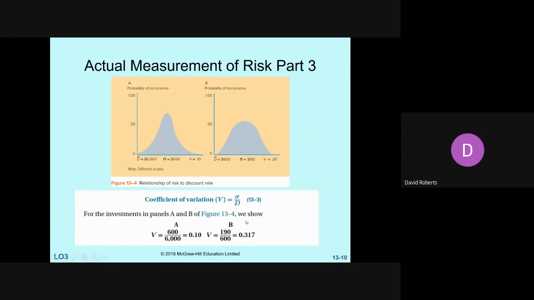So here are the calculations. In this case, the numbers have changed. And you simply look at V. I'm going to invest in A. B is a worse option because it has a higher coefficient of variation. Option A is better because V is lower. And there's the formula, 13.3. Risk divided by return. Standard deviation divided by, and that should actually be D-bar, average demand.